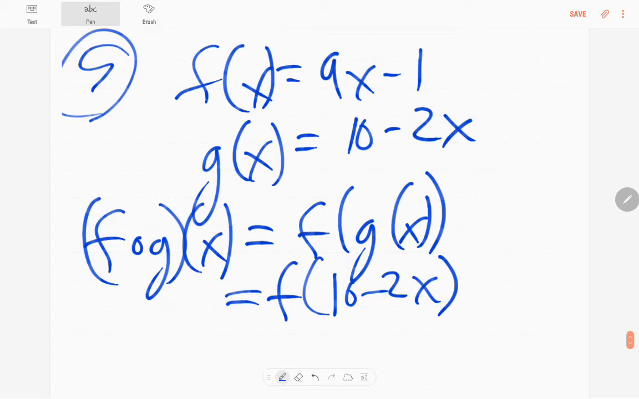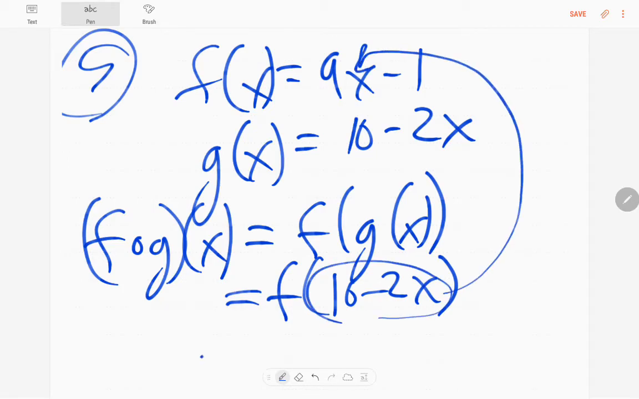And then you want to find f of that. So you basically pick this thing up and put it right there.